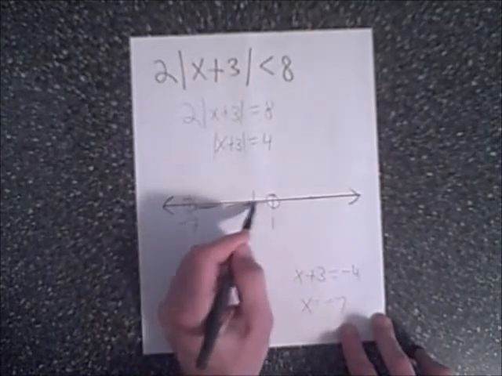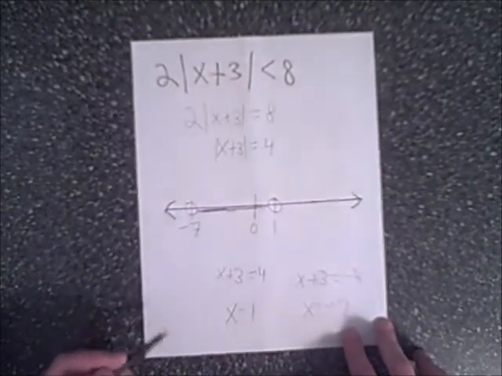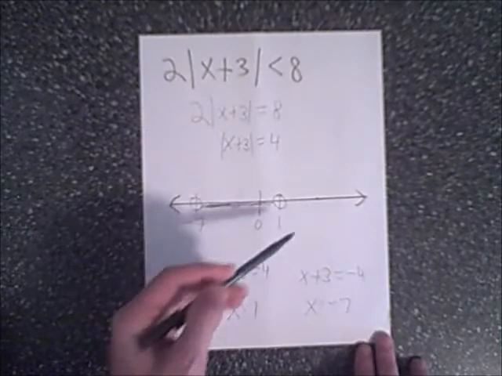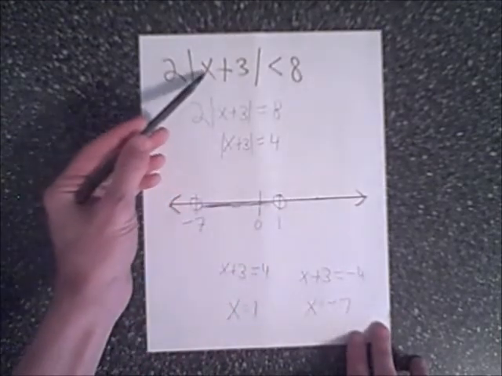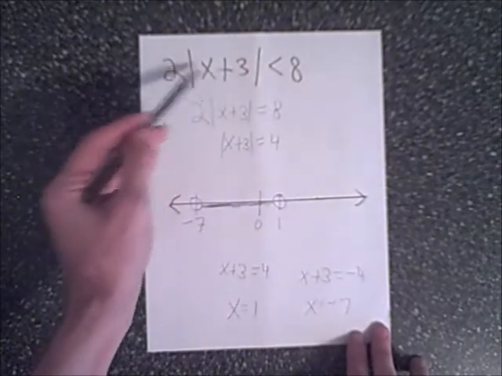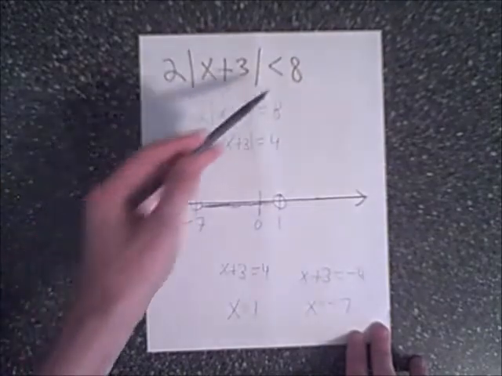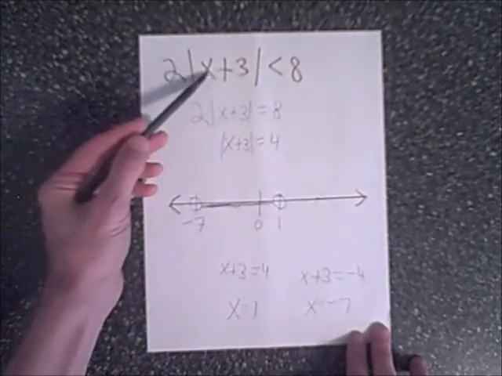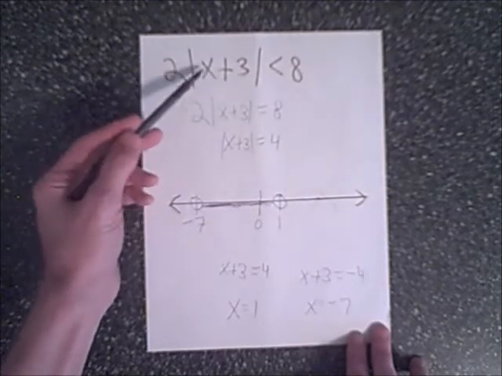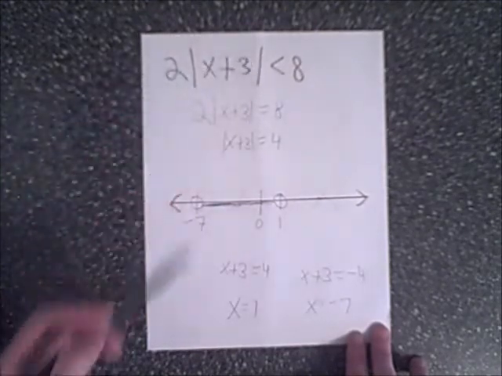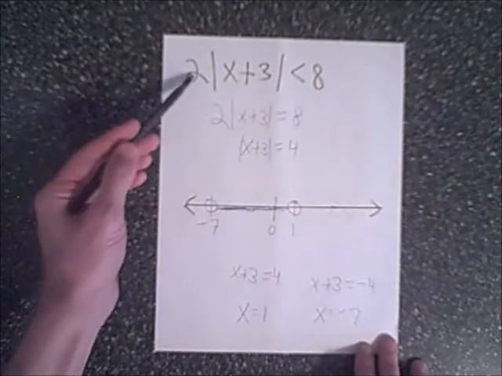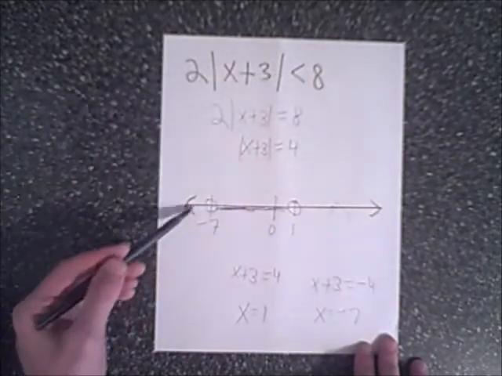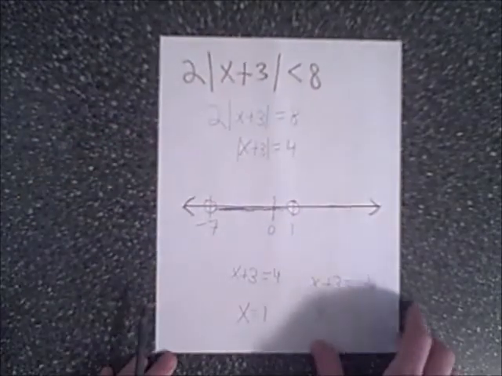And then I like to check the outer parts to see if they indeed will fail. If we try 5, we have 5 plus 3 is 8, times 2 is 16. This does not work. And then of course negative 10 plus 3 is negative 7, but the absolute value makes it positive 7. Times 2 is 14, which is not less than 8, so that does not work either.